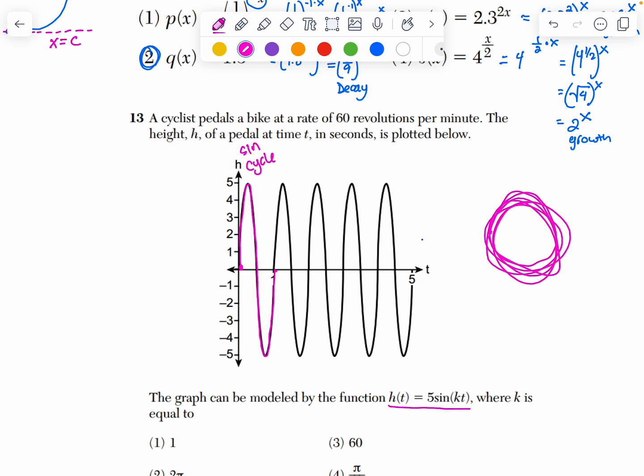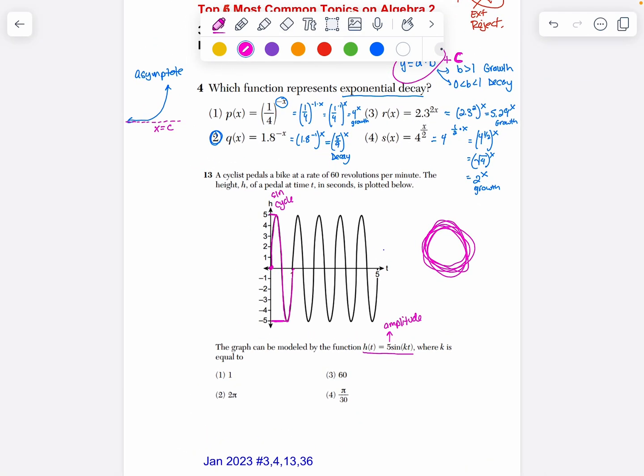Now, some other things to keep in mind about this function. This number in front here is what we call our amplitude, or at least the absolute value of that number, which means that is the highest. Each bump of our trig function is going to go 5 units. So here, since we're starting at 0, the highest we go is a positive 5, and the lowest we go is a negative 5. That will change as your midline changes.